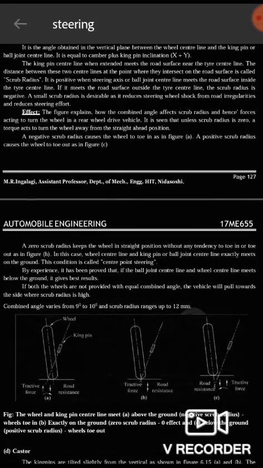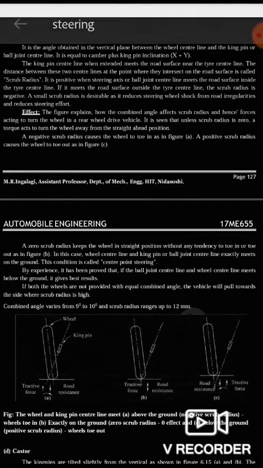So here you have those figures A, B, C. A zero scrub radius keeps the wheel in a straight position without any tendency to toe in or toe out, as in figure B. In this case, the wheel center line and kingpin or ball joint center line exactly meet on the ground. This condition is called center point steering.